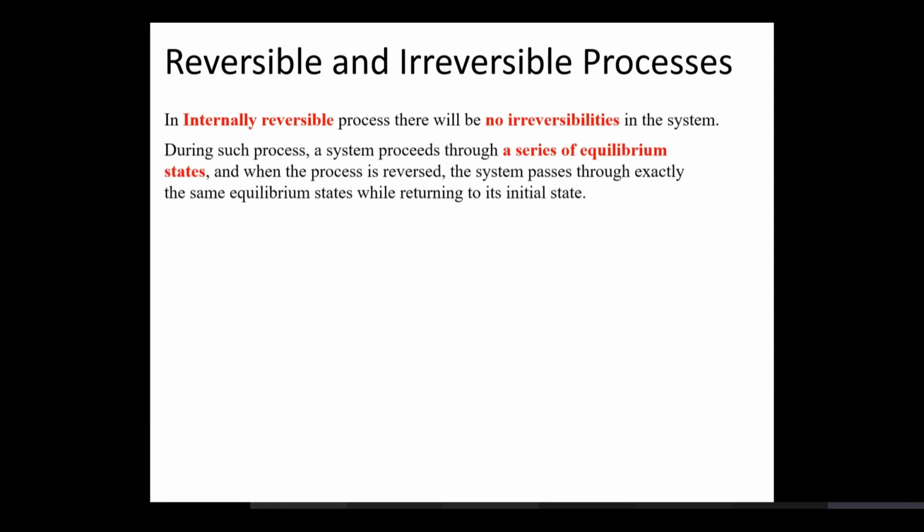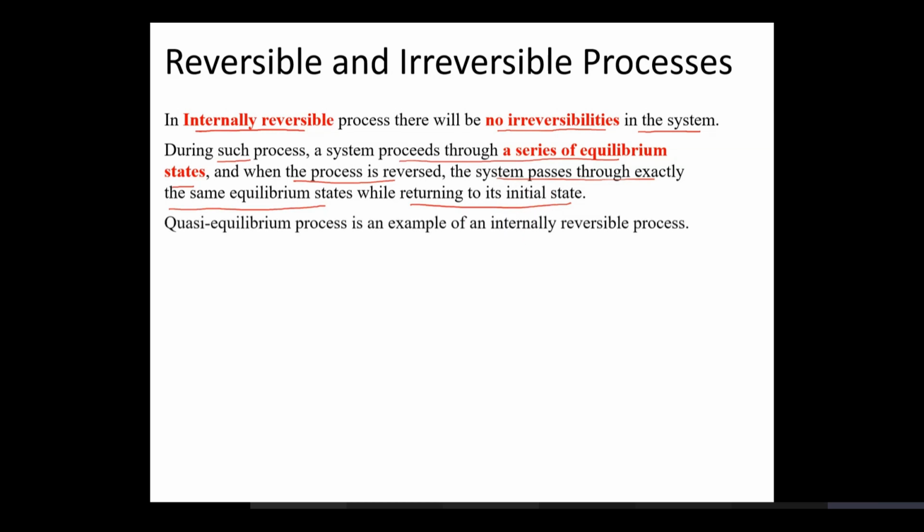Now, there are two kinds of reversible process. In an internally reversible process, there would be no irreversibilities within the system. That means during such a process, a system proceeds through a series of equilibrium states. When the process is reversed, the system passes through exactly the same equilibrium states while returning to its initial state. The system would come back to its original condition without having any irreversibility within the system. A quasi-equilibrium process is an example of an internally reversible process, again with a frictionless piston.